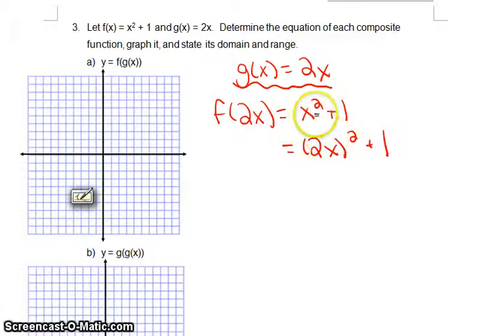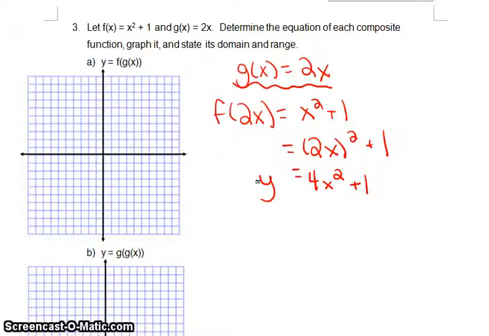And just make sure this squared applies to this whole term here. So it's 2 squared times x squared. Okay? So then applying this squared, we have 4x squared plus 1. And that is our composite function. So y is equal to 4x squared plus 1.